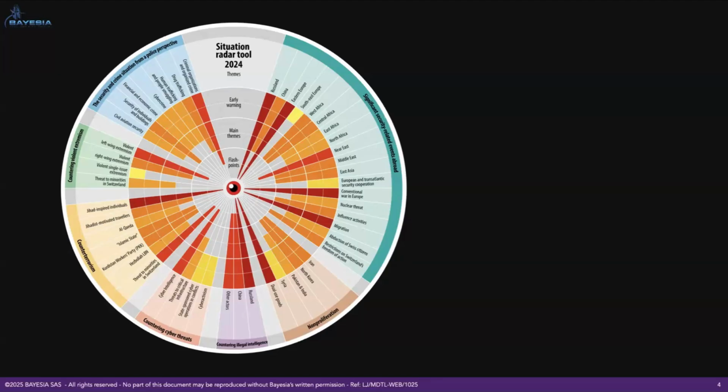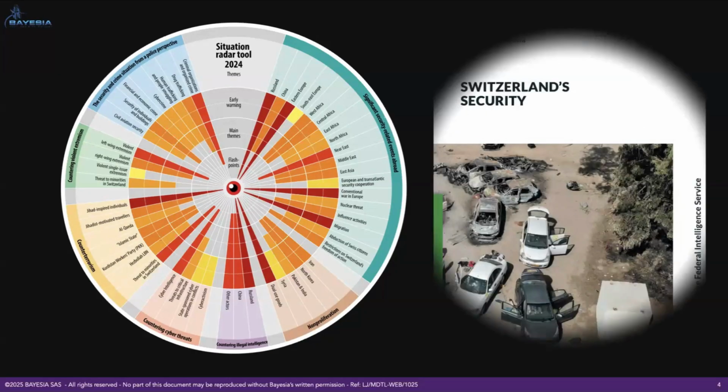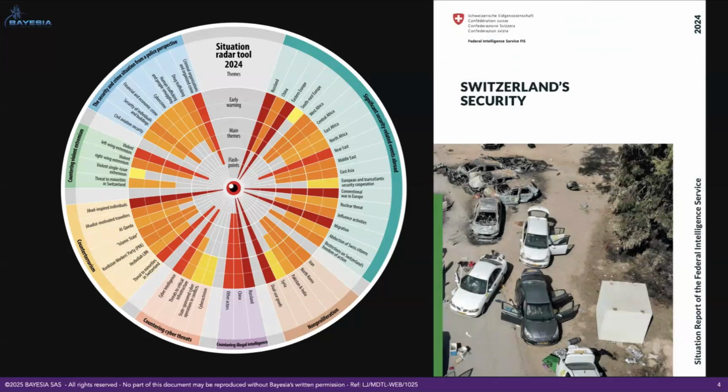So I said, okay, now let's switch to something more interesting than just cybersecurity and go to something larger. This is a radar produced by the Federal Intelligence Service of Switzerland, published in 24. They send this report to the population, which is quite an interesting approach. Here you can see we have 7 different types of threats. I'm not going to go into the details right now, but this is going to be the topic of this webinar, right?